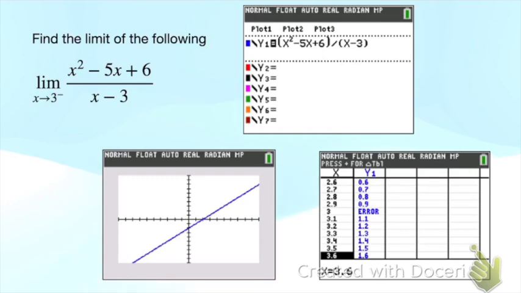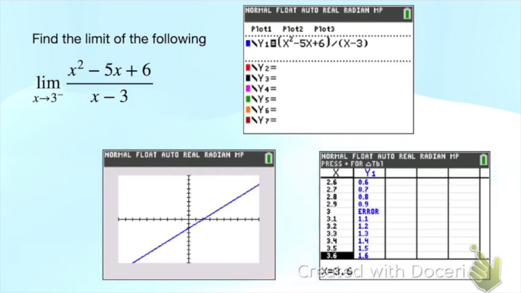So here it says, find the limit of the following: the limit as x approaches 3 from the left of x squared minus 5x plus 6 over x minus 3. I type this in my calculator for y equals. You'll notice I have parentheses around my numerator and denominator. Make sure when you're doing division, you have your numerators and denominators in parentheses, or you'll get a wrong graph. On the bottom left is the graph of this equation, and if you look at positive 3, coming in from the left, it looks like we're getting close to 1.